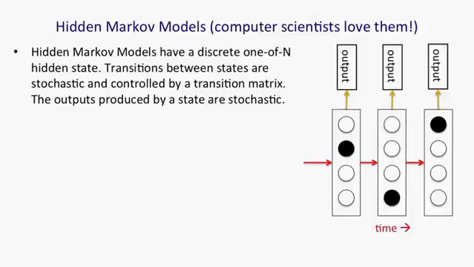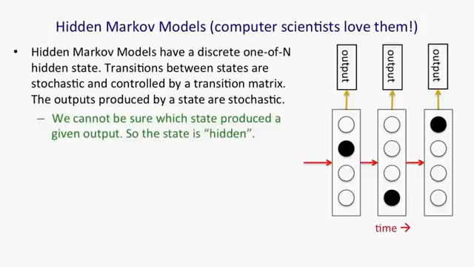The output model is also stochastic. So the state that the system is in doesn't completely determine what output it produces. There's some variation in the output that each state can produce. Because of that, we can't be sure which state produced a given output. In a sense, the states are hidden behind this probabilistic veil, and that's why they're called hidden.